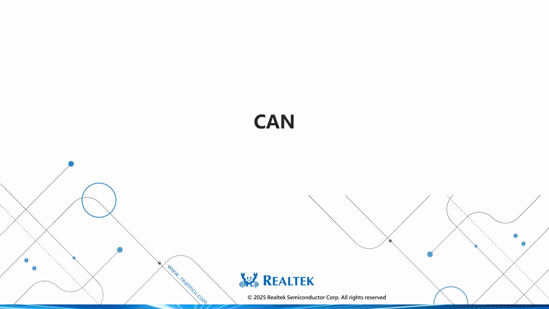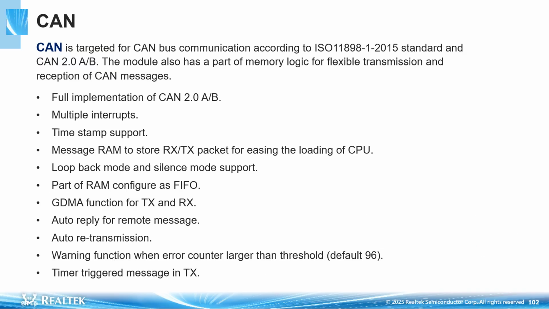Next, we will introduce CAN. The CAN module is targeted for CAN bus communication according to the ISO 11898-1-2015 standard and CAN 2.0 A/B. The module also has a part of memory logic for flexible transmission and reception of CAN messages. The logic eases the loading of the CPU and increases efficiency.